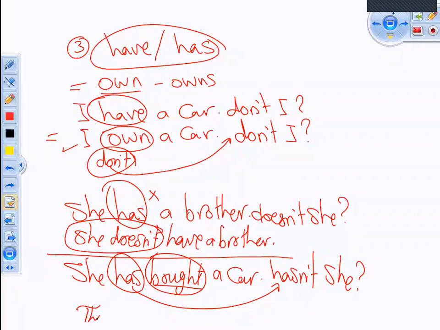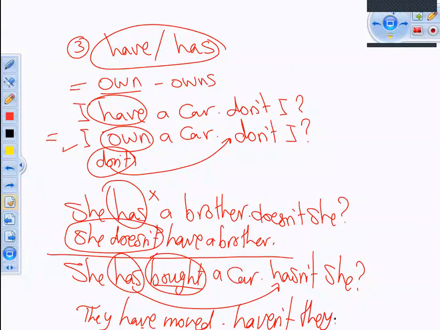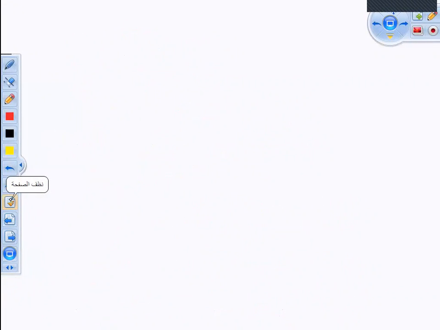They have moved. In this case, we have "moved" as a main verb, and we use "have" as an auxiliary verb. Haven't they? Okay, is it clear? Okay, let's go to the next part.